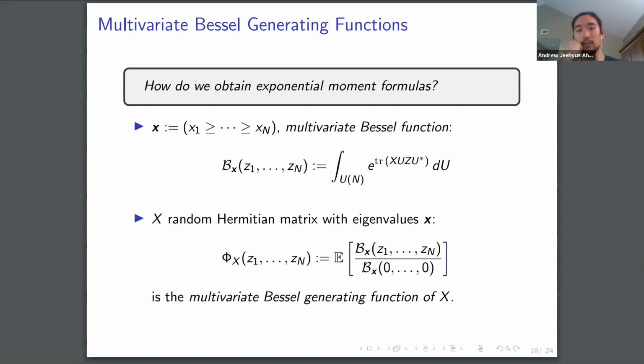Okay, so we want to define the multivariate Bessel generating function. The MBGF of X, which is a random Hermitian matrix with eigenvalues X, is just this phi_X(z1 through zn), the expectation of a normalized multivariate Bessel function. This expectation is over the random eigenvalues X, and this thing will be a function of the z's. Okay, so I'll pause just for a couple seconds here so you can absorb this a bit.